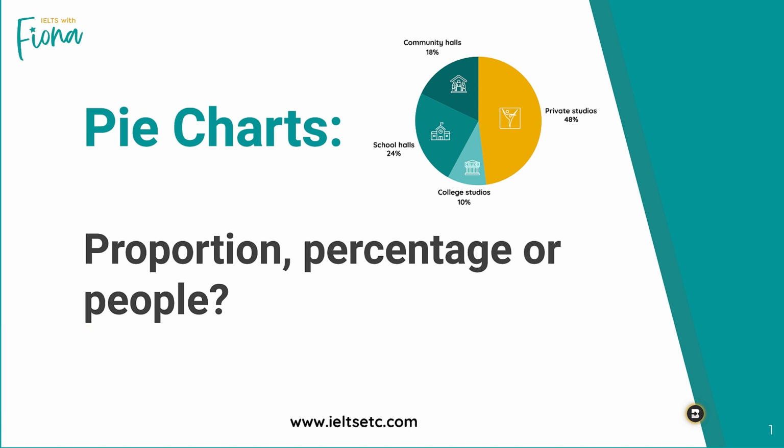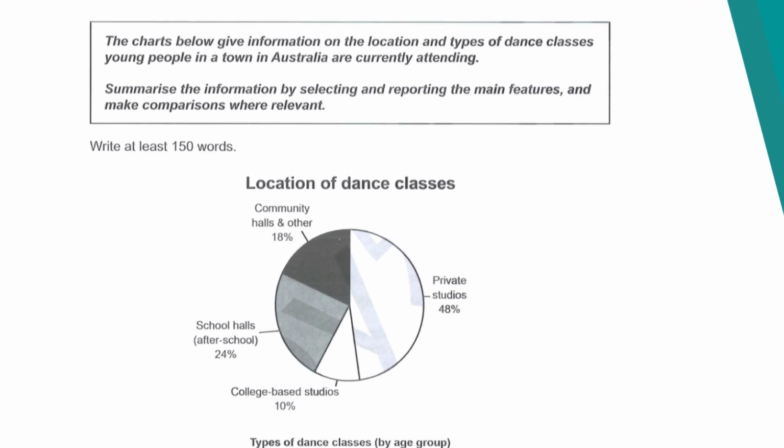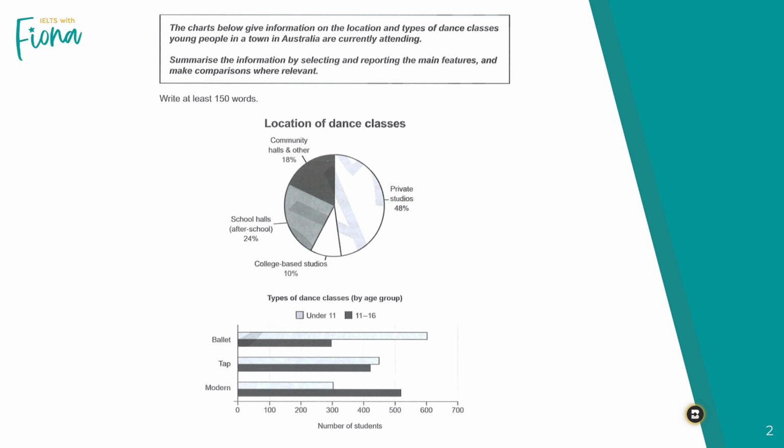In today's quick grammar lesson, we're looking at a common mistake that I noticed when we were practicing pie charts in the Members Academy. If you're listening to this on the podcast, there's also a YouTube video so you can look at the images as well, but it's pretty simple to describe them to you. So this is a mixed chart and it's about the location of dance classes and the types of dance classes which are held in a town in Australia.